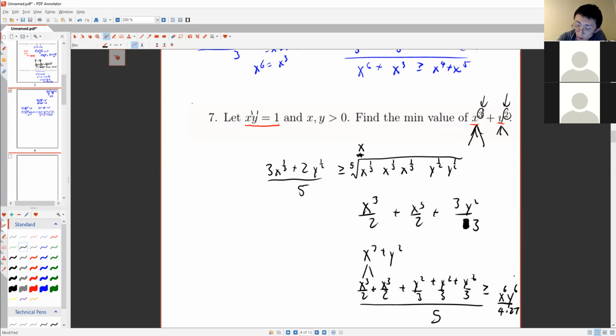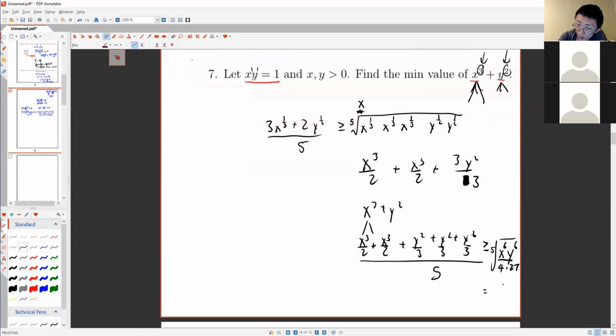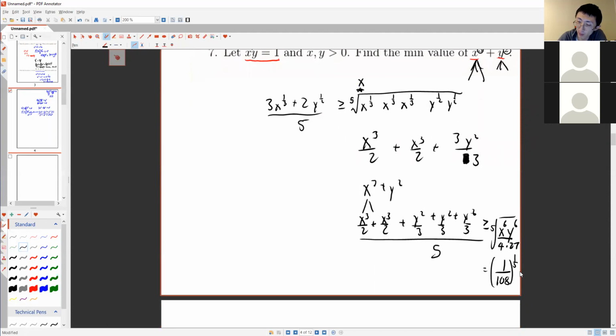Hang on. So it's the 5th root of that. So this is equal, xy was 1, so this is 1 over 108 to the 1/5. So I guess it's 5 times 1 over 108 to the 1/5. And this is x cubed plus y squared over 5.